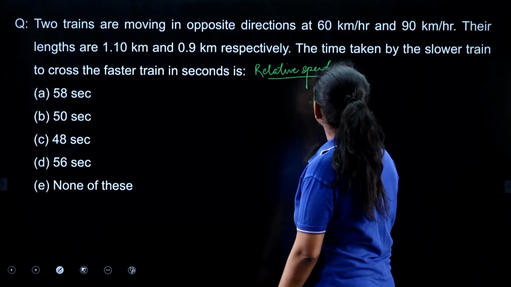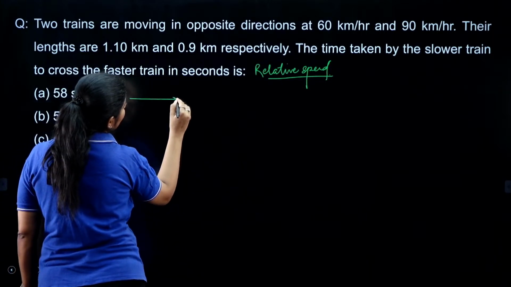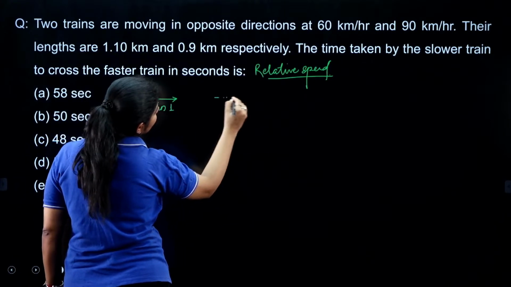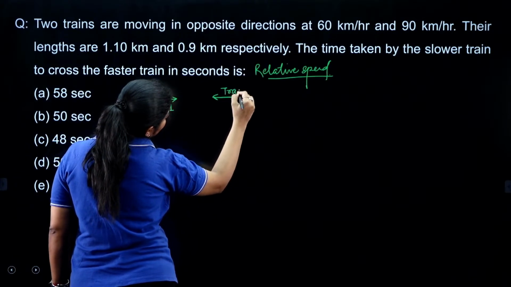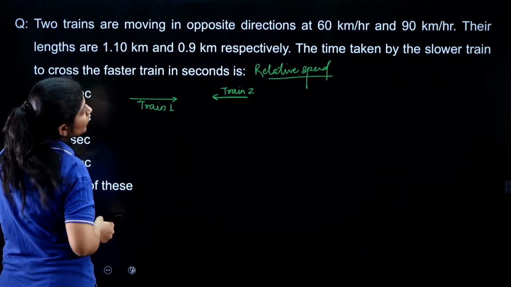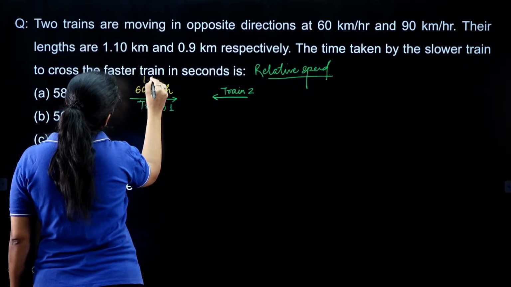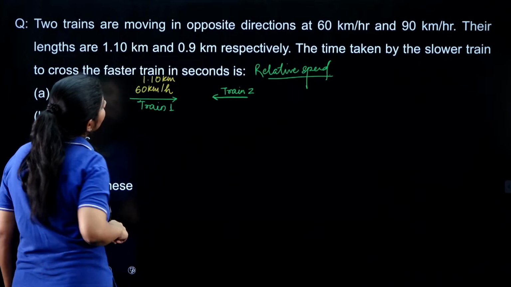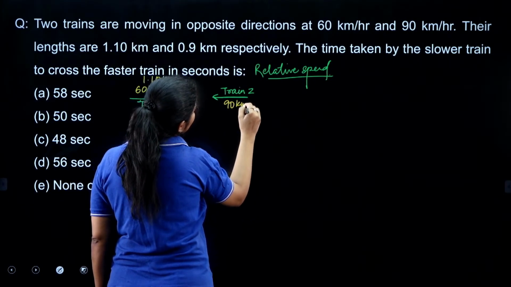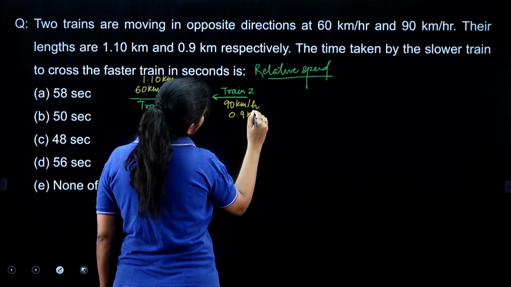As we know that both the trains are coming from the opposite direction, so we can assume that this is my train number 1 and this is my train 2. The things that we have for train 1 is the speed is 60 kilometers per hour and the length is 1.10 kilometers. Here the speed of train 2 is 90 kilometers per hour and the length is 0.9 kilometers.